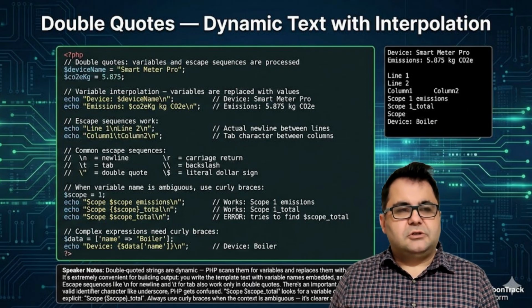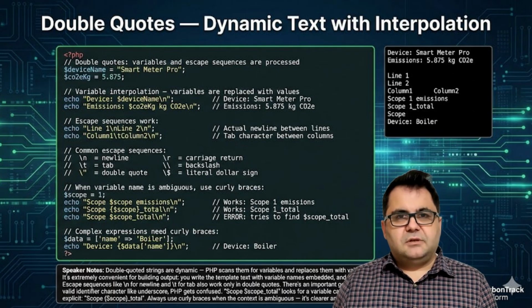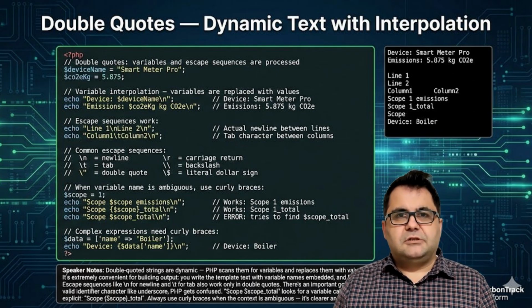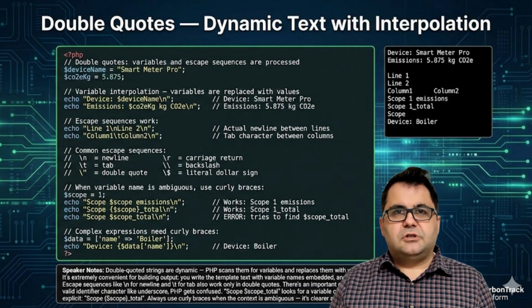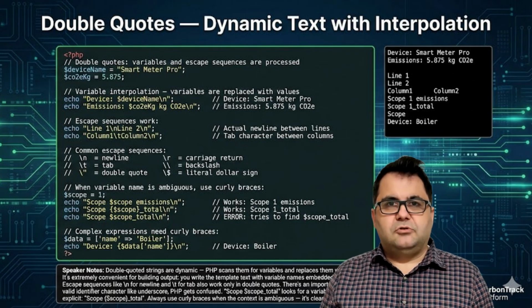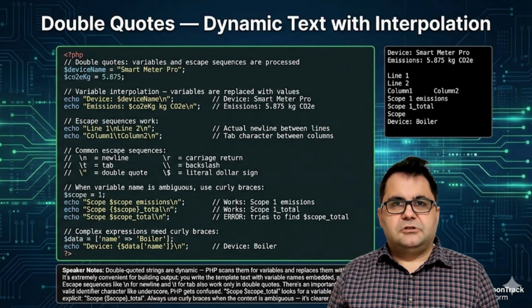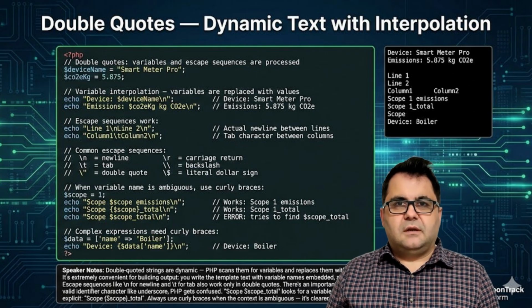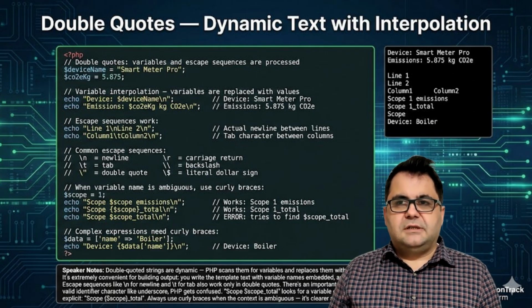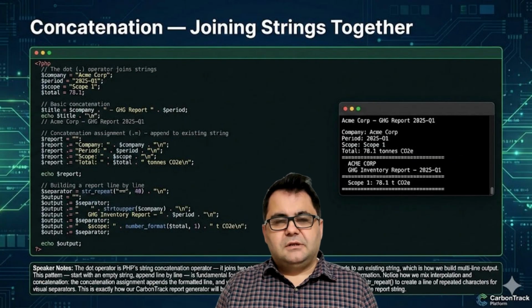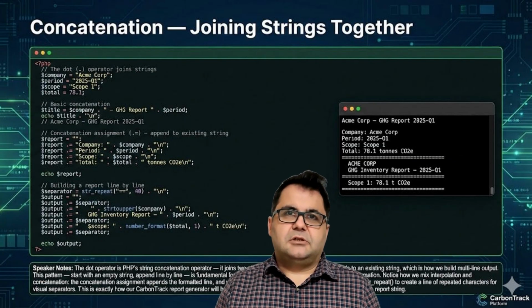There's an important gotcha. If a variable name is followed by a valid identifier character like underscore, PHP gets confused. "Scope $scope_total" looks for a variable called $scope_total. Use curly braces to be explicit. "Scope {$scope}_total". Always use curly braces when the context is ambiguous. It's clearer and safer. The dot operator is PHP's string concatenation operator.